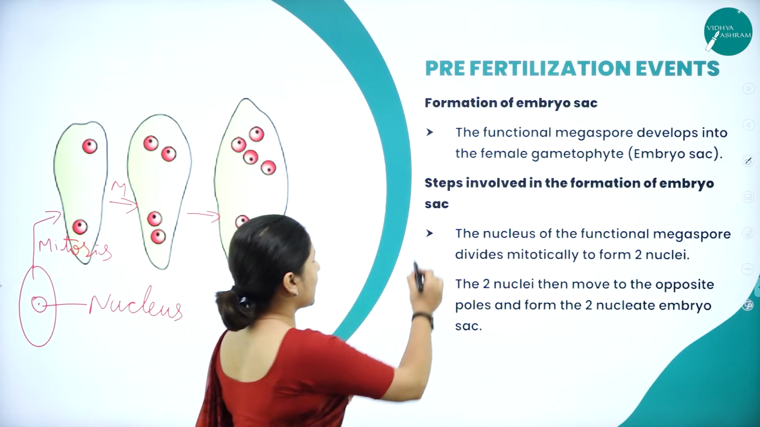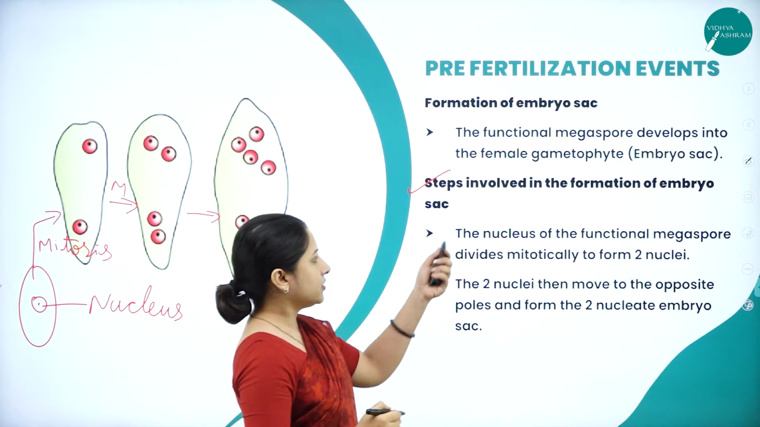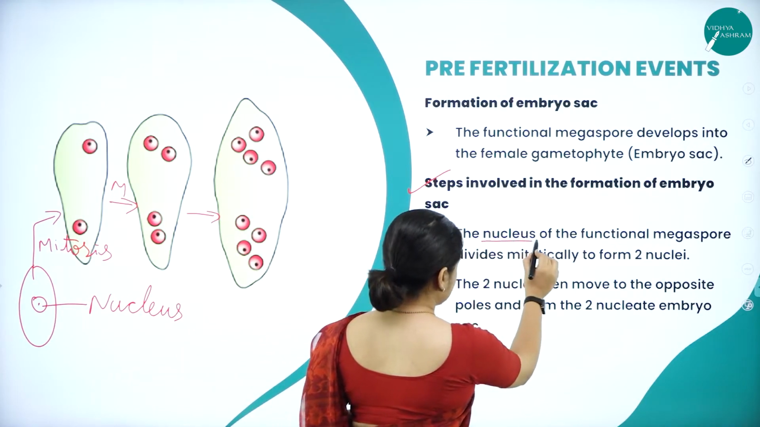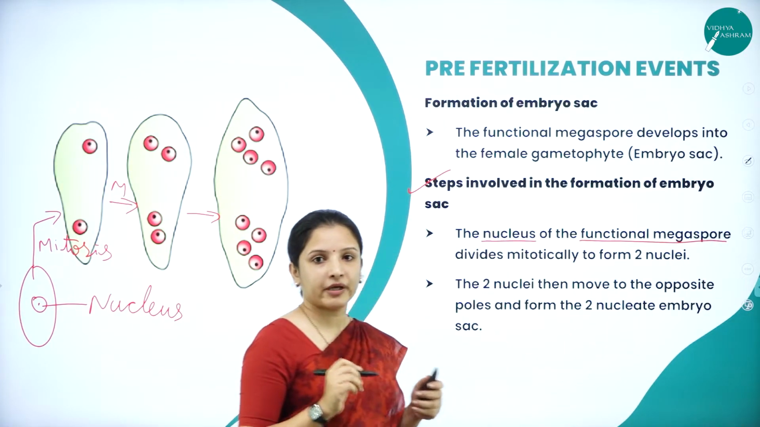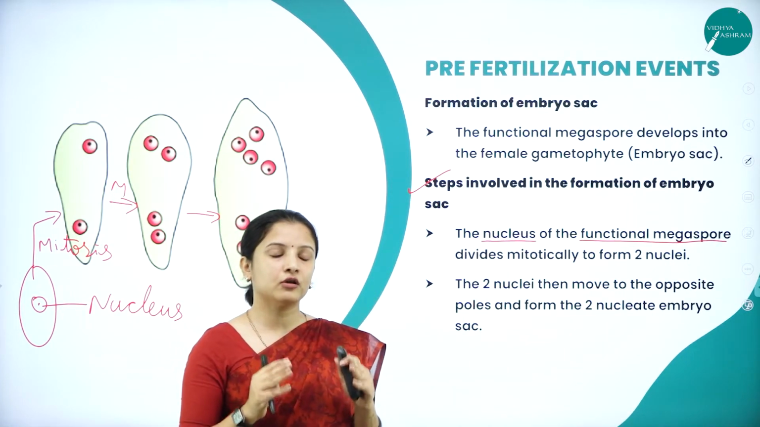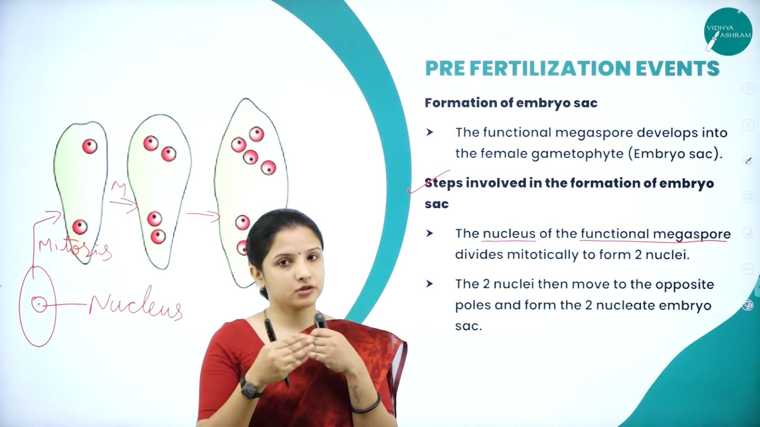What are the steps involved in the formation of the embryo sac? The nucleus which is present in the functional megaspore. Always write it as functional megaspore. Why is it functional? Because only the functional megaspore is the one which develops into the embryo sac.